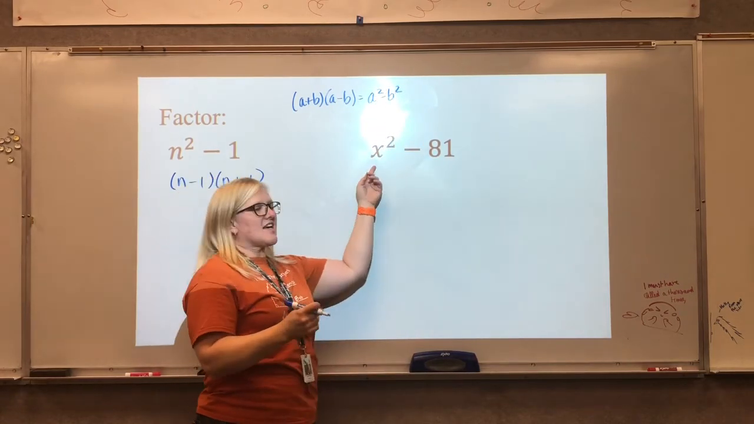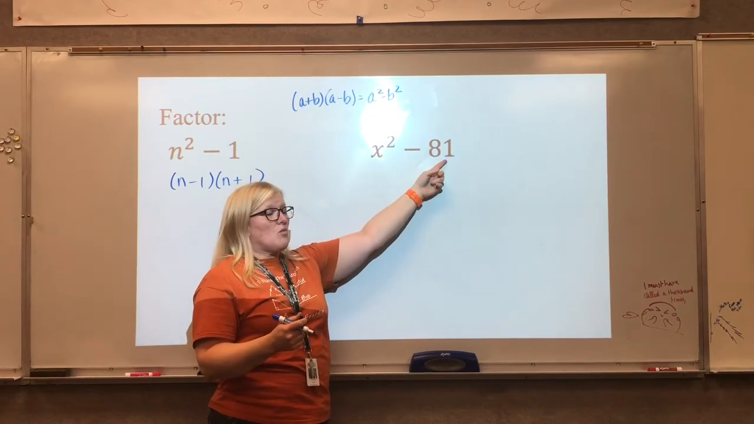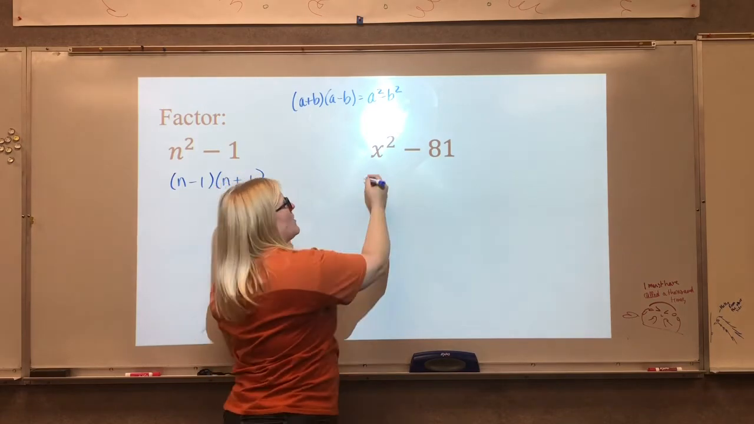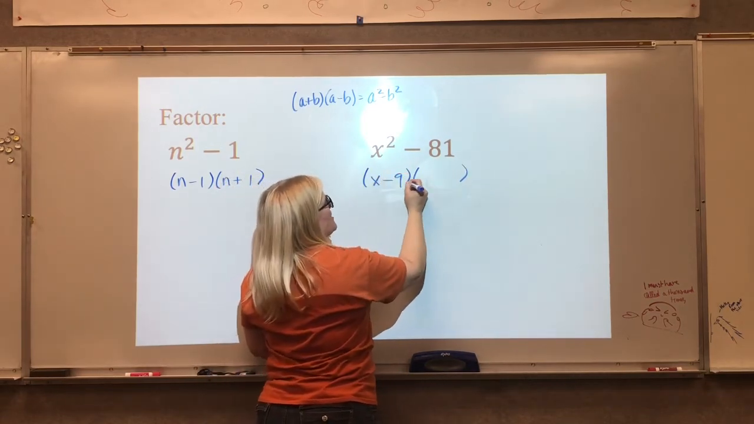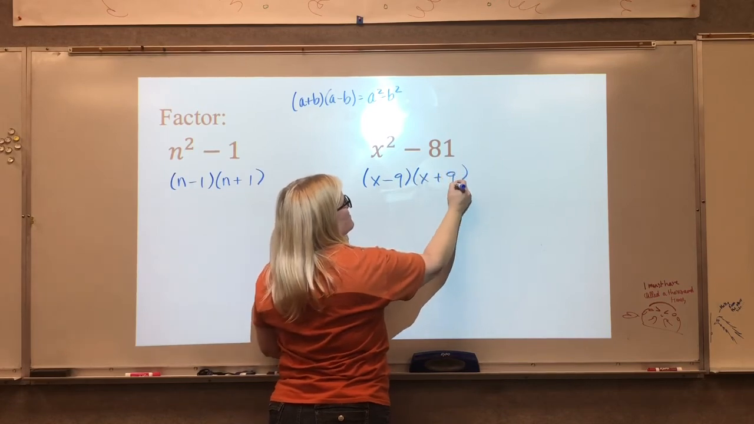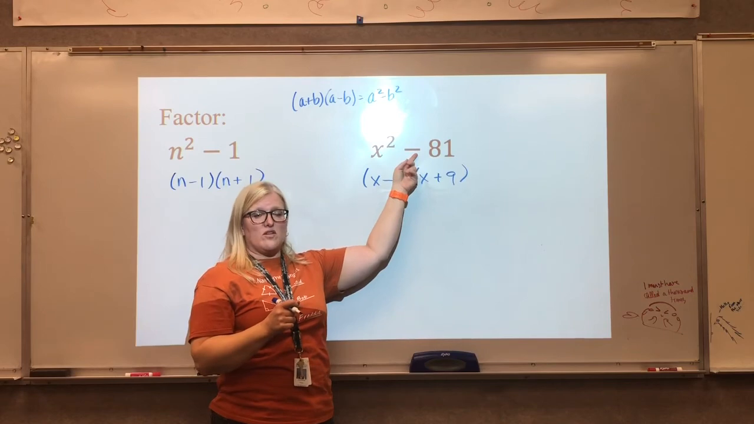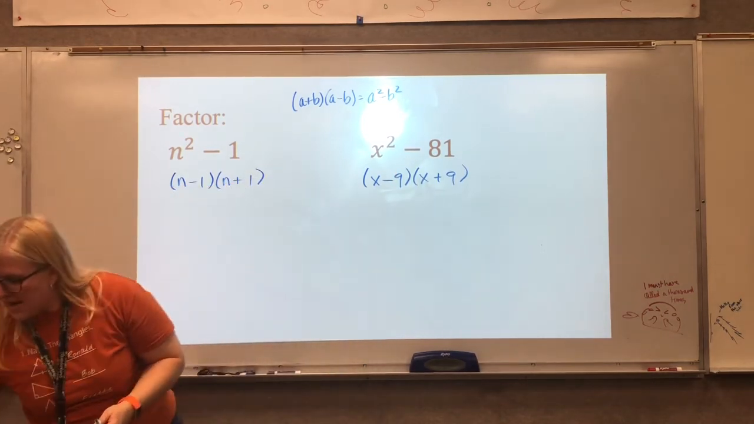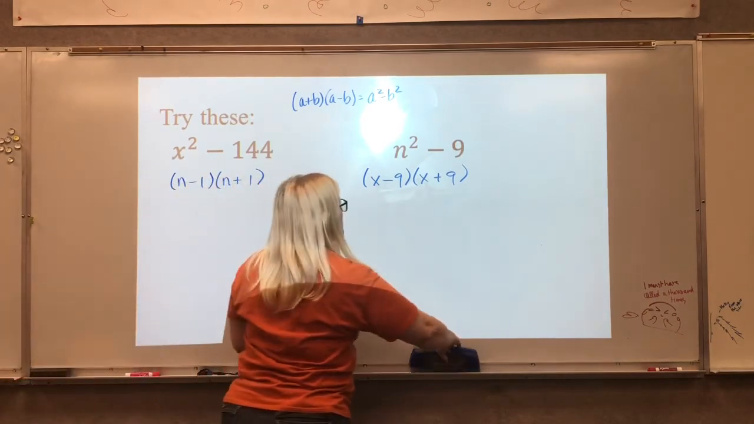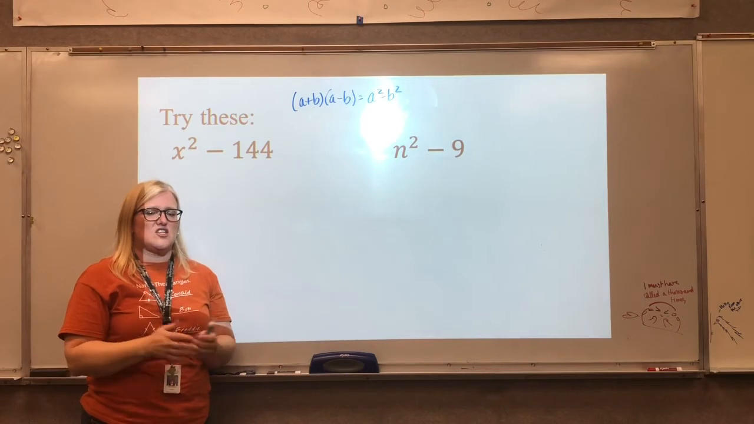Okay, obviously x squared is a perfect square, that's why it's x squared. 81 is a perfect square. So this becomes x minus 9, x plus 9. Now if this were x squared plus 81, then we couldn't factor it. It has to be a minus. All right, so I want you to pause your video for a second and try these. It shouldn't take you too long.